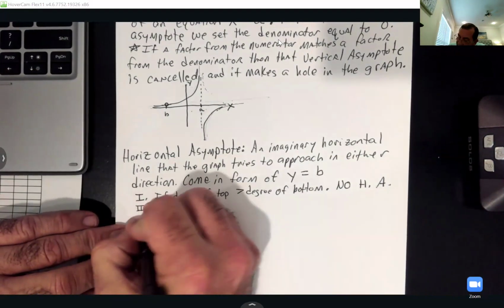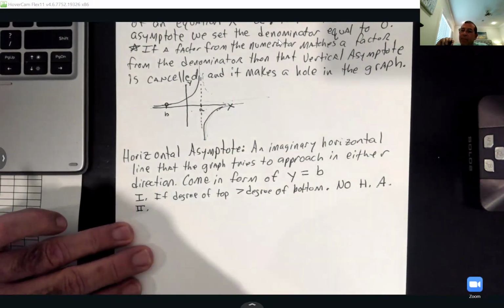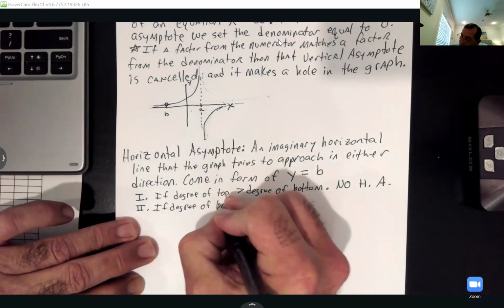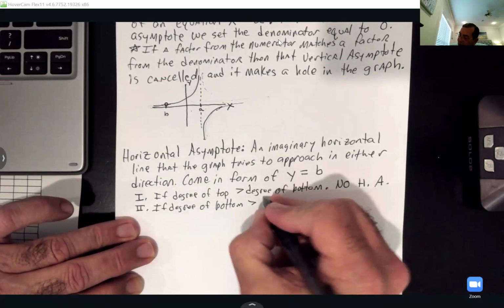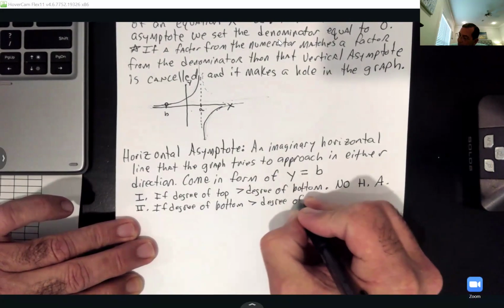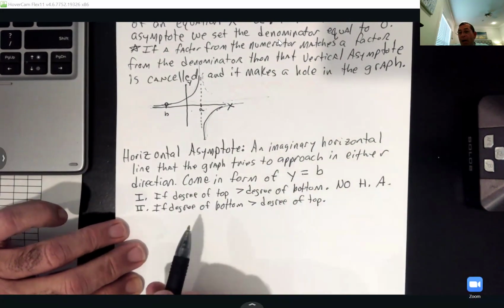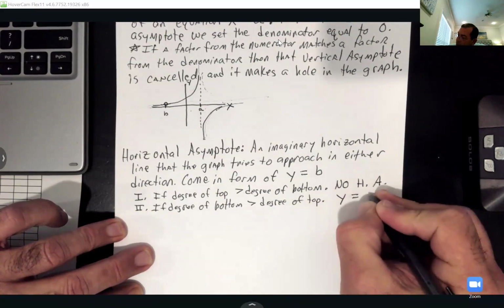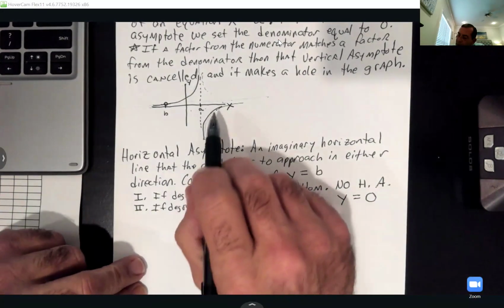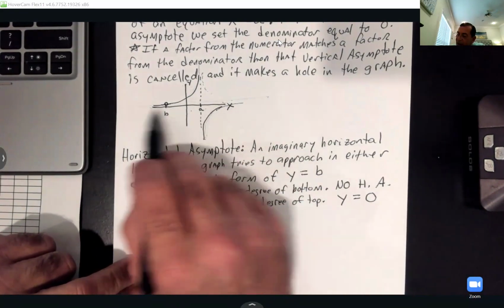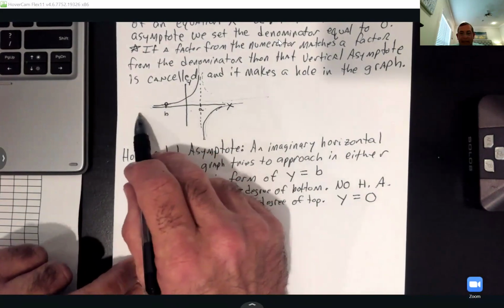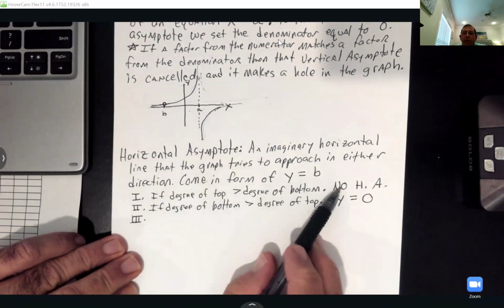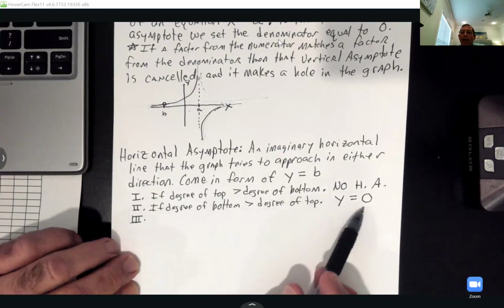Second case, if the degree of the bottom is greater than the degree of the top, so if the bottom has bigger exponents than the top of the fraction, then it will be y equals 0. It's going to try to get to this y value of 0 as it goes towards those infinities, okay? So top bigger, no horizontal asymptote. Bottom bigger, y equals 0.